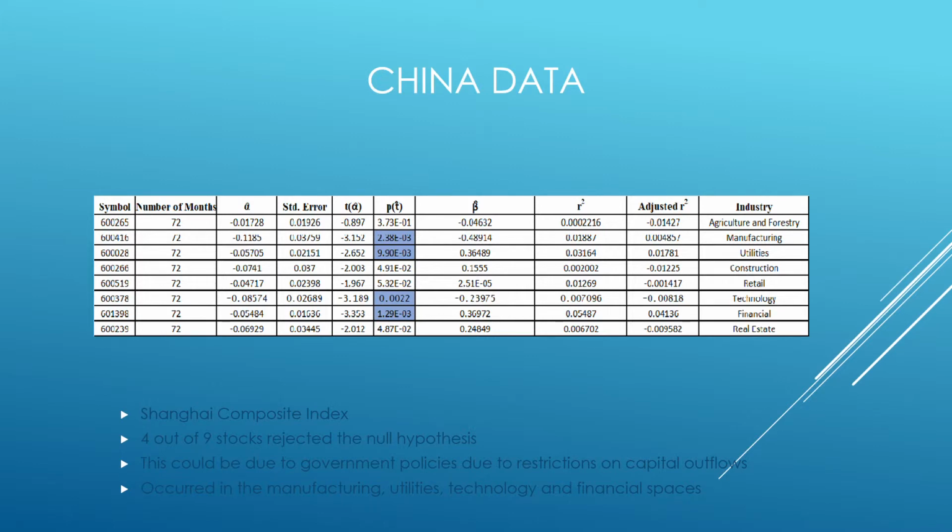Okay, so after that, we have the data for China. And in China, there was a higher failure rate because, as I mentioned before, the Chinese government imposes harsher capital restrictions in terms of capital inflows and outflows. So here, 4 out of 9 stocks failed the null hypothesis, and they occurred in the manufacturing, utilities, technology, and financial spaces. And here, the R-squared values are extremely low, much lower than in Brazil, all of them being under 2%, which shows that other factors are clearly at work here, clearly not just the excess market return.